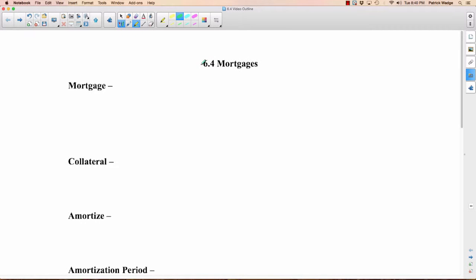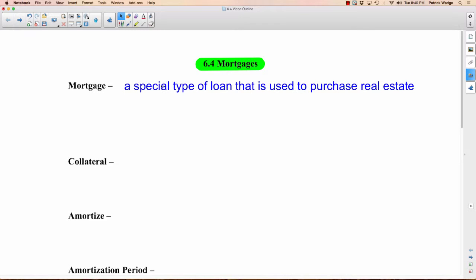Okay, section 6.4 is on mortgages. Pretty important section, very applicable to real life. What's a mortgage? A mortgage is just a special type of loan that's specifically used to purchase real estate. So you want to buy a house, for example, or a farm, or a condo, or whatever.